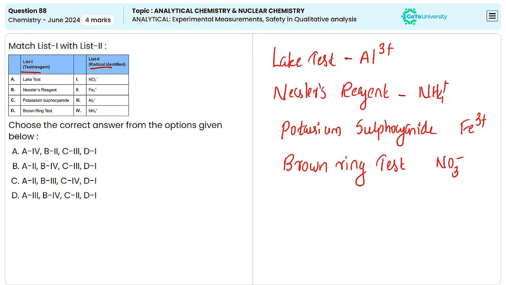And the last one is the brown ring test. The brown ring test is used to detect the presence of nitrate ions in a solution. In this test, the nitrate ions are reduced to nitrite ions by iron(II) sulfate solution, which then reacts with the iron(II) ions to form a characteristic brown ring at the center of the solution.